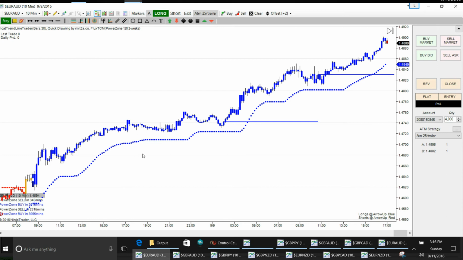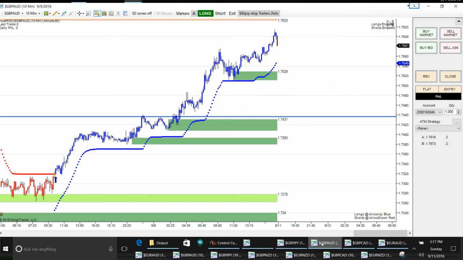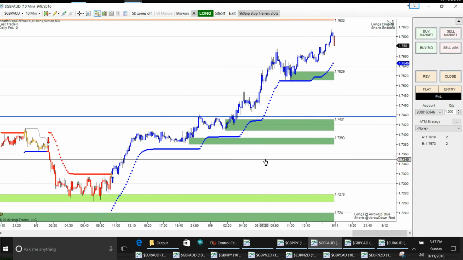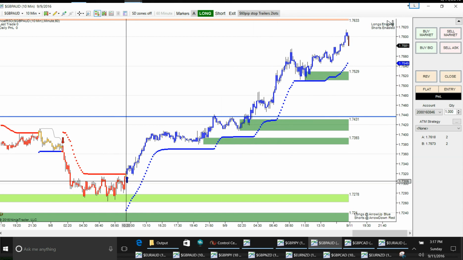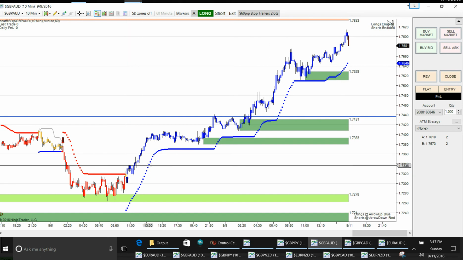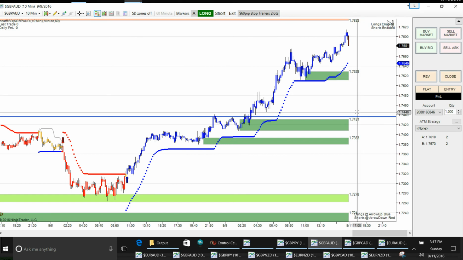Okay, so that's the Aussie, Euro Aussie. I'm going to be looking for long trades. Pound Aussie, same thing. As you can see here, the buy signal call here, and this thing just took off like a rocket. Definitely looking for a nice retracement back down to get back in on the trade.